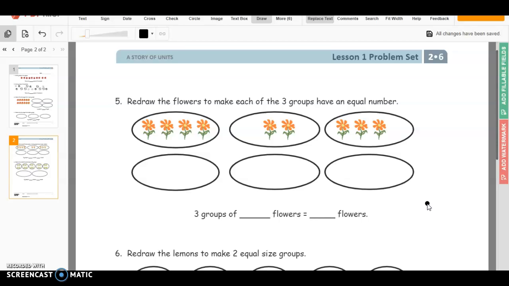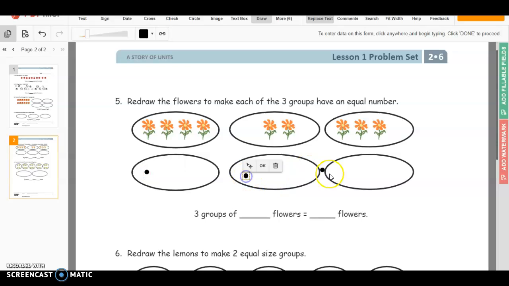Problem 5 says to redraw the flowers to make each of the three groups have an equal number. So my first step in doing this is trying to figure out what my total is. So I want to count all my flowers so I know how many I have in all. 1, 2, 3, 4, 5, 6, 7, 8, 9. I know that I have 9 flowers total, so I'm actually going to do what I did with my problem number 4 where I counted and kept on adding until I got to 9. So go ahead and count with me.